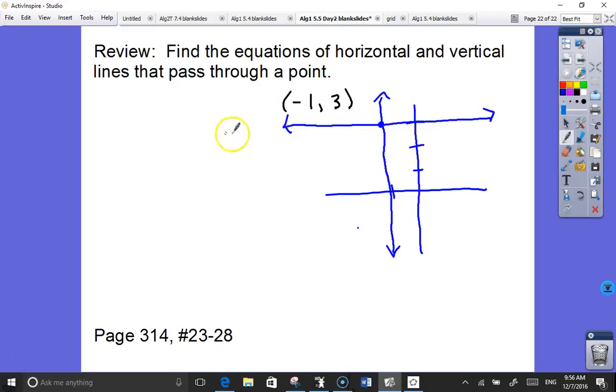So what is the equation of the horizontal line? What is the y value right here? 3. So it's y equals 3. Right? What is the equation of this line? Yeah, x equals negative 1 because of that right there.